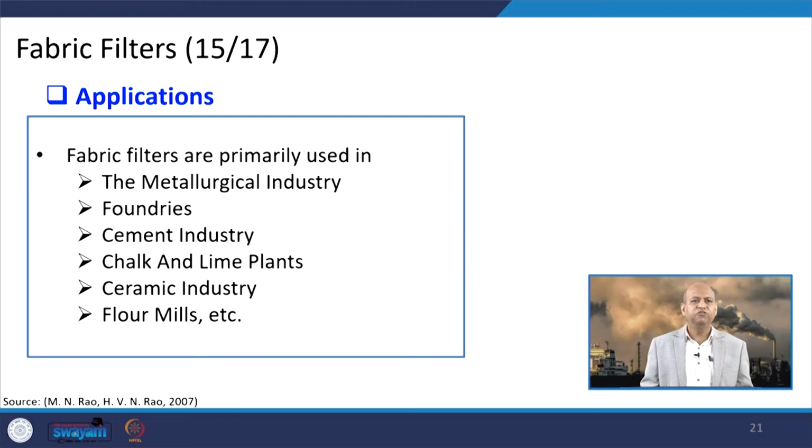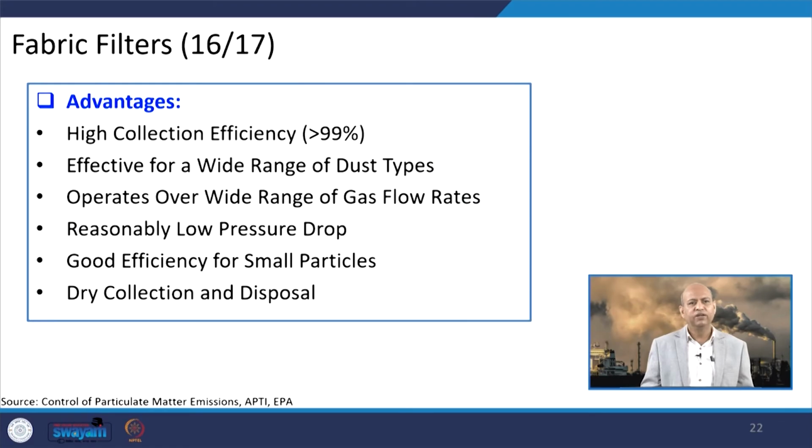Okay. Then if we talk about applications where these fabric filters are good, we can see metallurgical industries or foundries or cement industries, even chalk and lime plants or ceramic industries, then flour mills, etc. Those are the kind of industries where these fabric filters are mostly used. And if we talk about the advantages, they have high collection efficiency, even more than 99% of particles can be collected by fabric filters. Okay. And these are effective for a wide range of dust types, and can operate over a wide range of gas flow rates also.